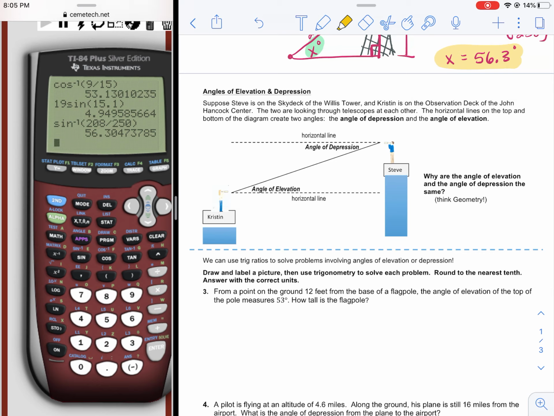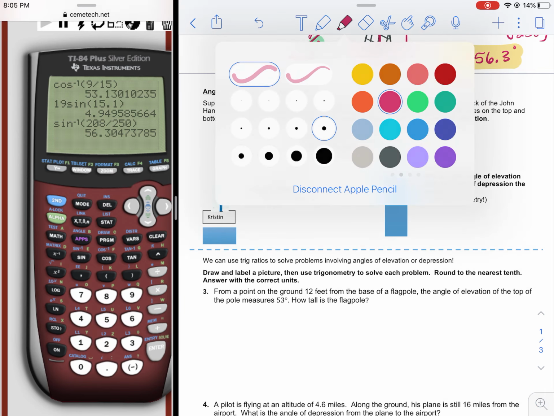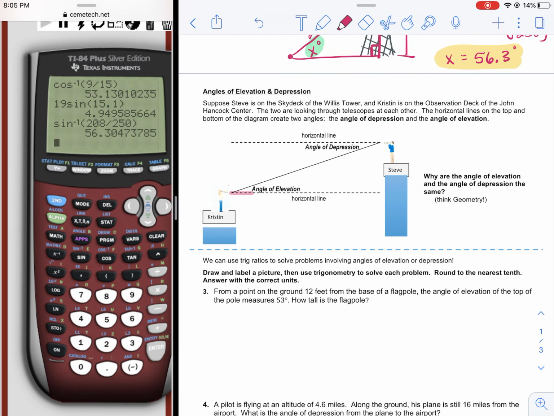If you look at this picture, Steve is standing on a building above another building where Kristen is standing, and they are looking at each other. If you have a line of sight from a person up to an object or another person, then we call that an angle of elevation. So I am standing on this tower and I am looking up at Steve. The angle formed by my line of sight up and a horizontal line along the ground is called the angle of elevation.